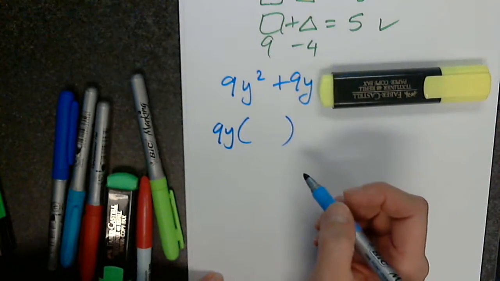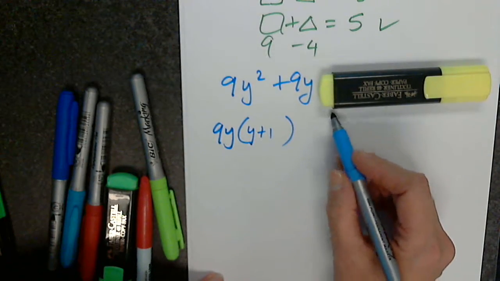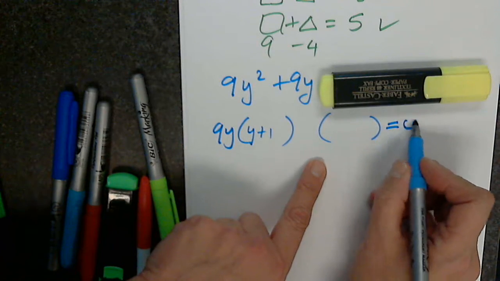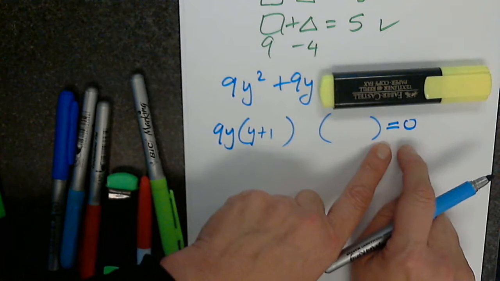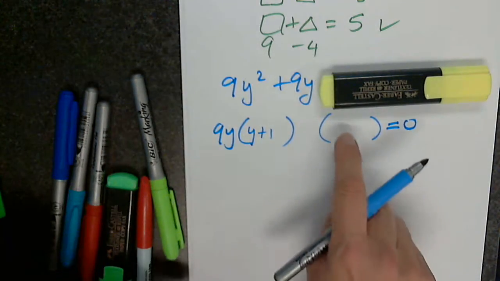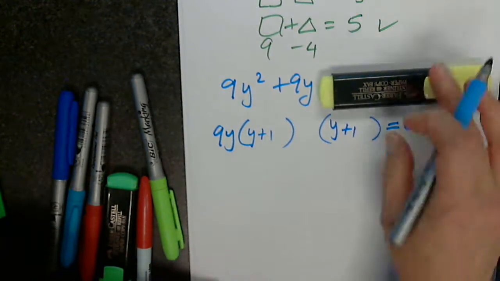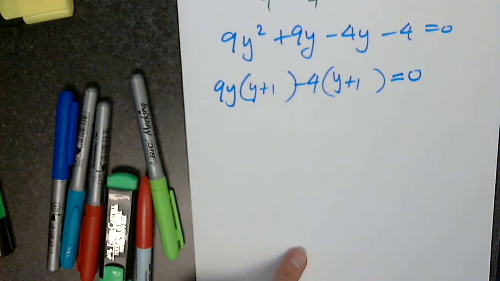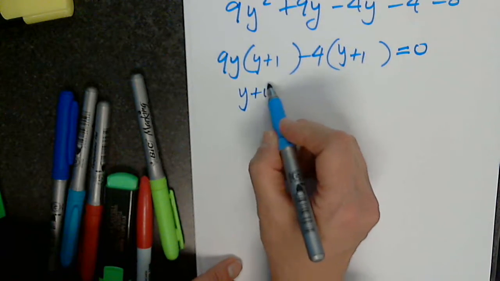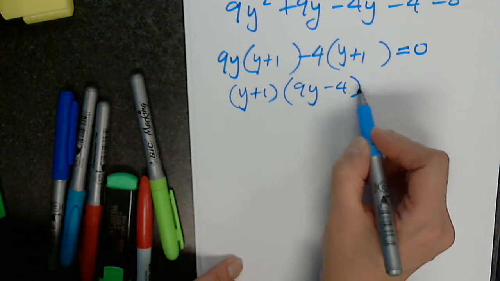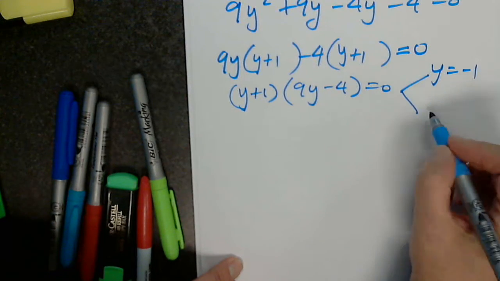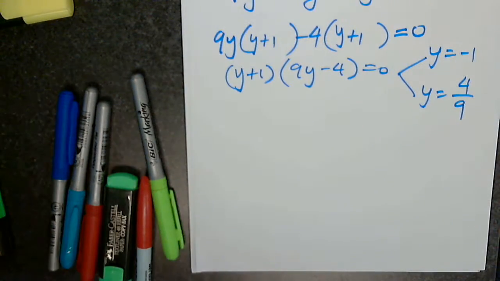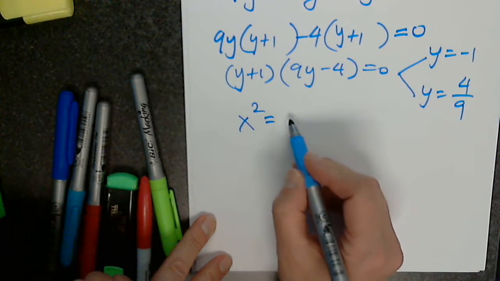What do you have in parentheses? Y plus 1. What will be coming out from? Look, I write the parentheses, and then this. Because if I forget this, I will never get anything. So, what do I have here? Y plus 1. Negative 4. What next? You find your answers, which would be negative 1 and 4/9. What is next? X squared equals 4/9, and x squared equals negative 1.